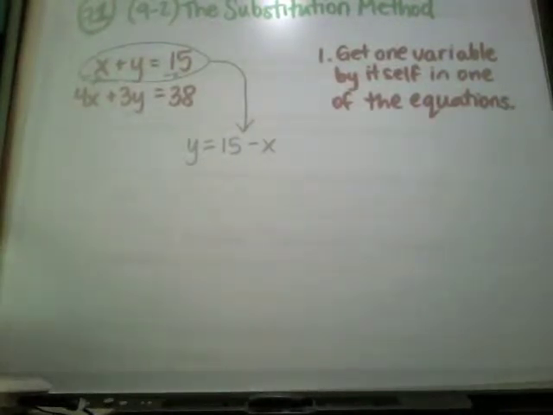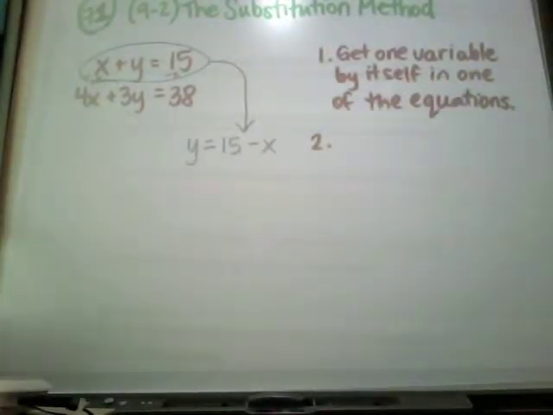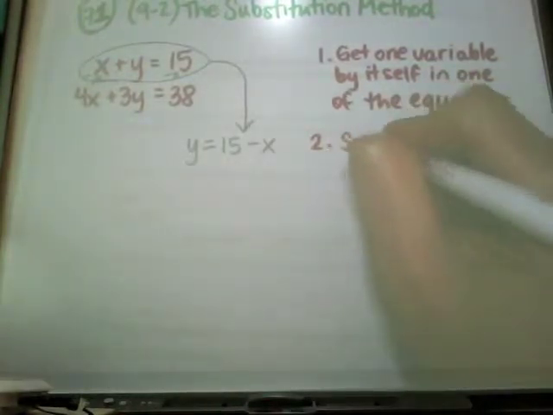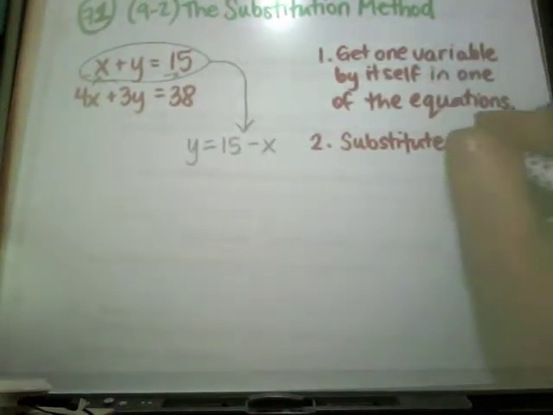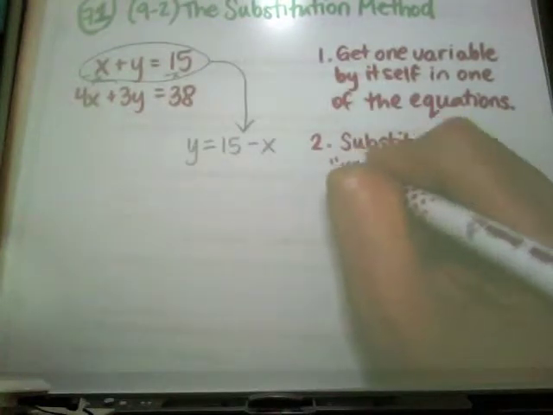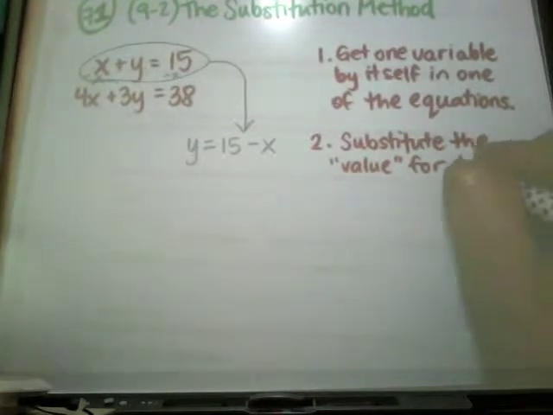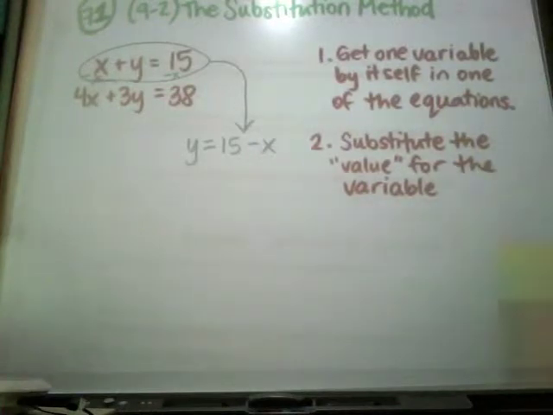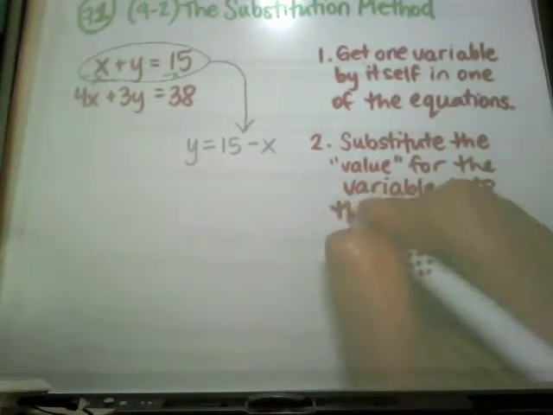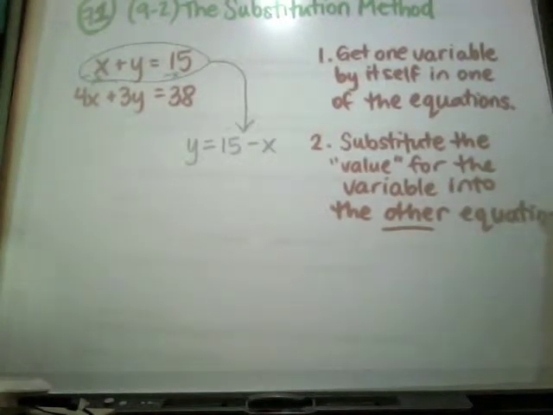Step two, this is called the substitution method. So first I'm going to kind of write down what the steps are, and then I'll show you what it means, because it may not be clear right away. Substitute, hence the name, substitution method. Substitute the "value" for the variable into the other equation, and I'll explain this.